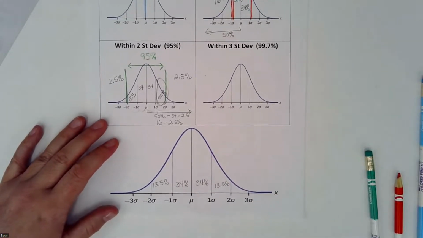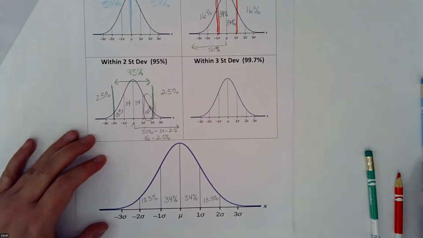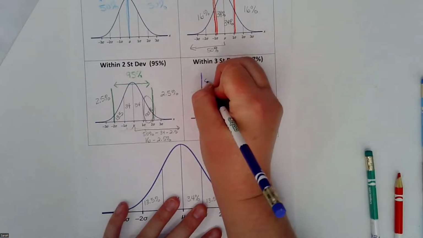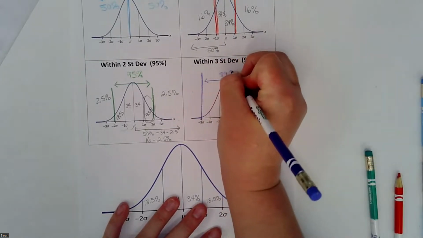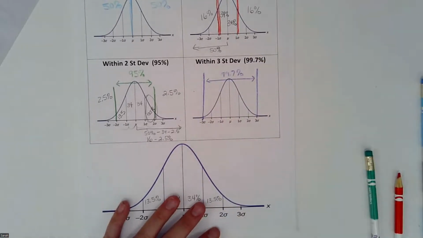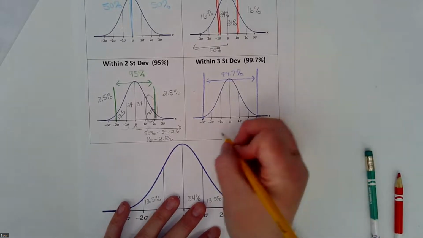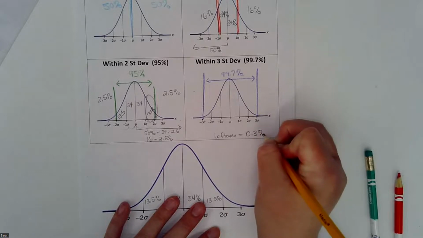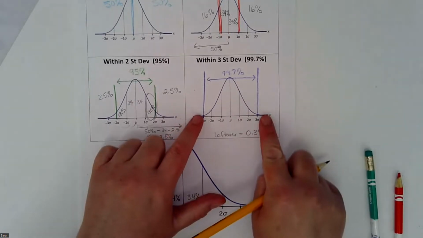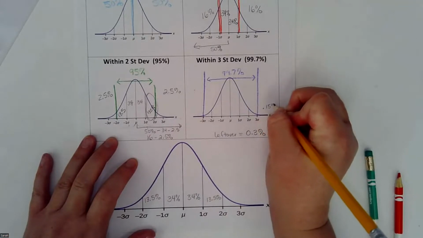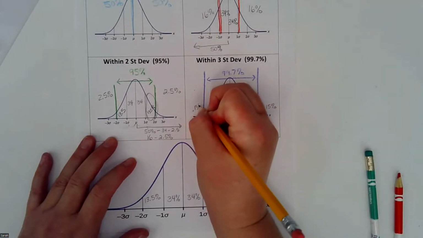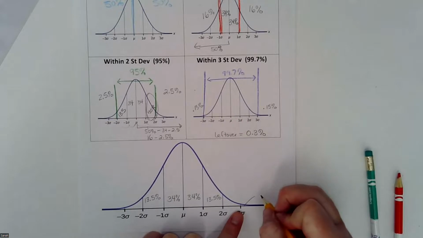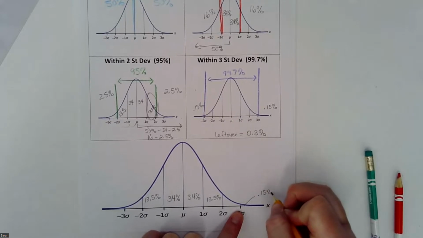Okay, and then within 3 standard deviations, so that's almost all of this, all the way out here, this is 99.7% of our data. So if it's 99.7%, that means what's left over, so my total leftover is 0.3%. And then I have to split that between these two tails. So that gives me 0.15% and 0.15%. And so that's for everything out past the 3 standard deviations. So I'm going to put a 0.15 on each of these.